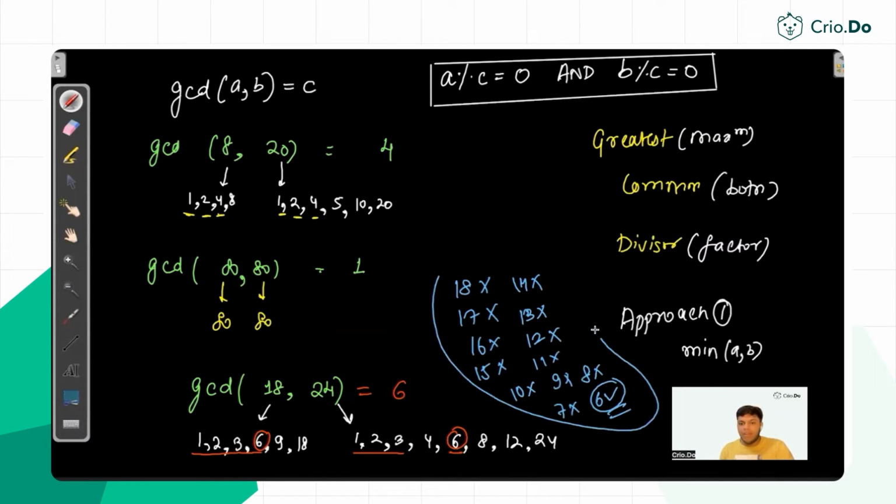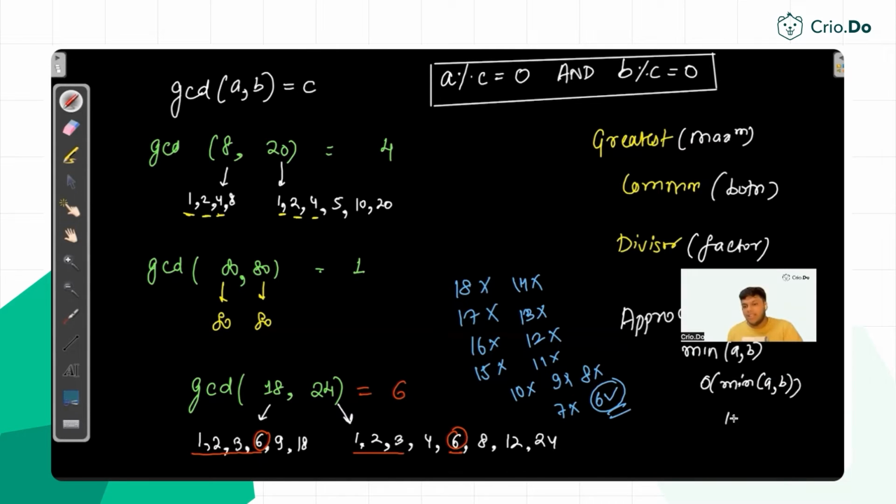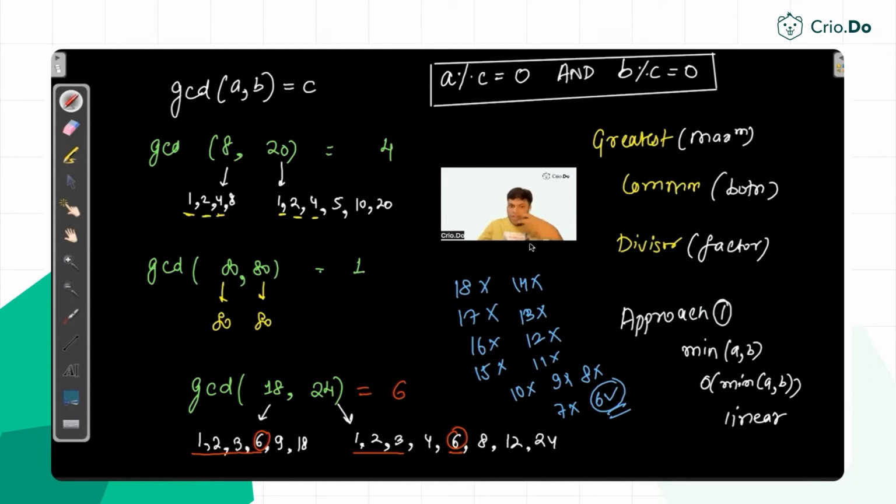But what is the overall time complexity? As you can clearly see, it will be linear. Why? Because we will be going to each and every number. So it will take order of minimum of a comma b time, but it is linear in nature. Is there any better solution? And according to the question, we have to solve it using recursion.